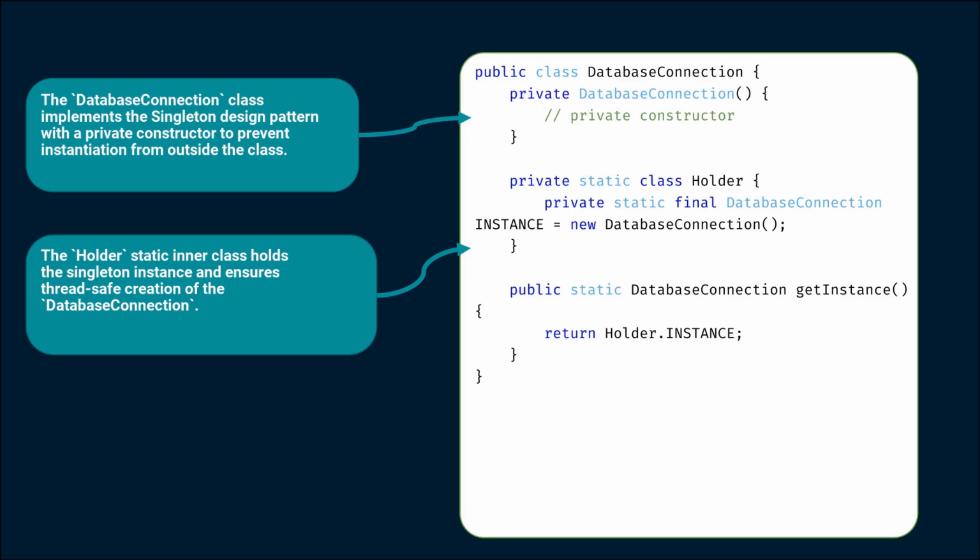The getInstance method simply returns the instance from the holder class. Since the outer class does not need to manage the lifecycle of the instance directly, it simplifies the code structure and avoids potential threading issues. Overall, this pattern elegantly balances performance and simplicity while effectively implementing a singleton in a multi-threaded environment.